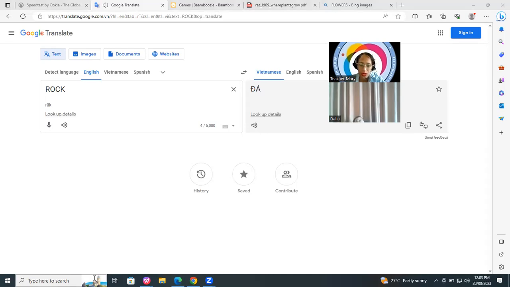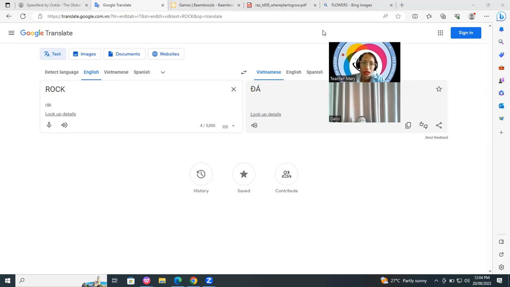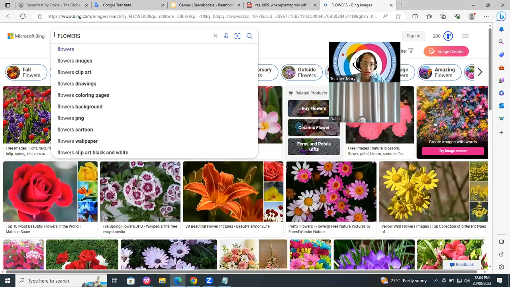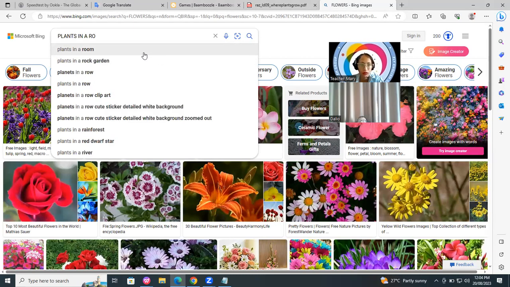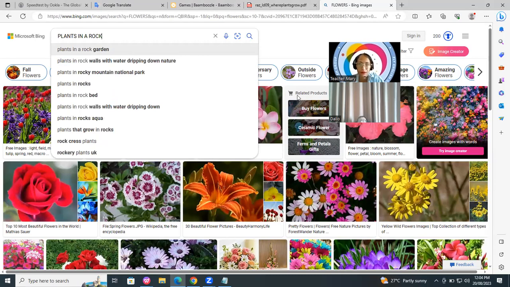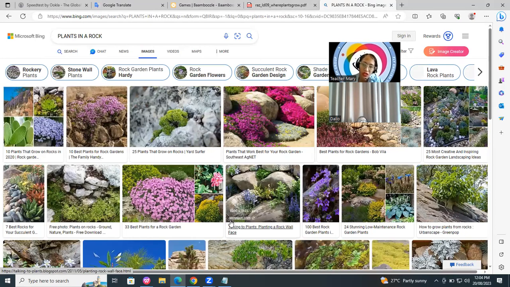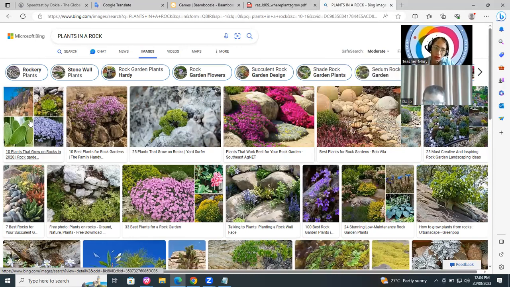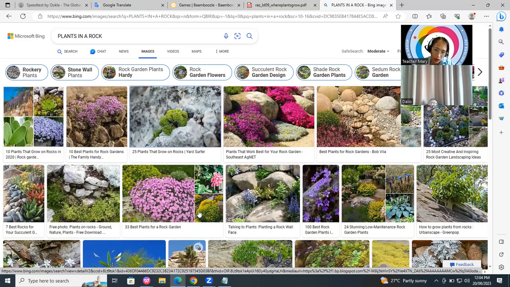Okay, so some plants, they grow on a rock. So let's see. Okay, plants in a rock. Rock. Okay, example, this one, Dalio. Choose a picture, please. Picture three. Three, this one? Yeah. All right, so a lot of flowers or plants, they grow on a rock.